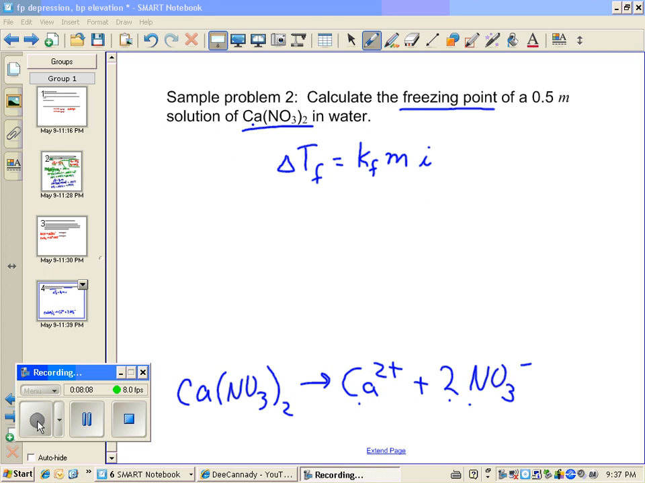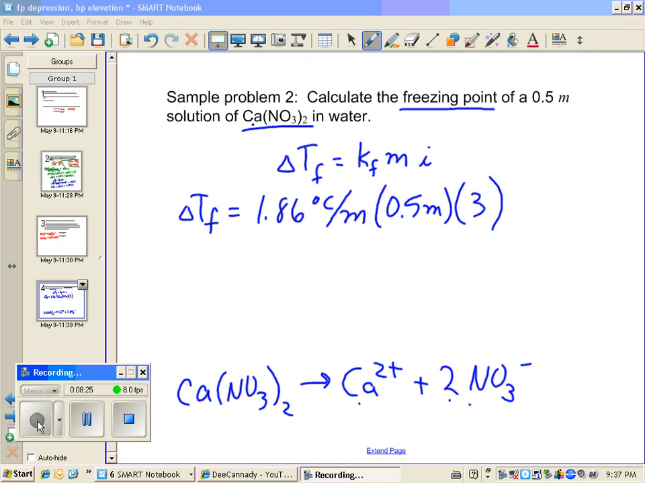I don't have to find molality because it was already given to me. So I'm going to say my delta Tf equals 1.86. Remember, that is the constant for water, times my molality, which is 0.5 molal, times 3, because it's dividing up into 3 particles. And what I'm going to do when I get that answer is I'm going to get 2.79. So my change in temperature equals 2.79 degrees Celsius. Molal canceled out.